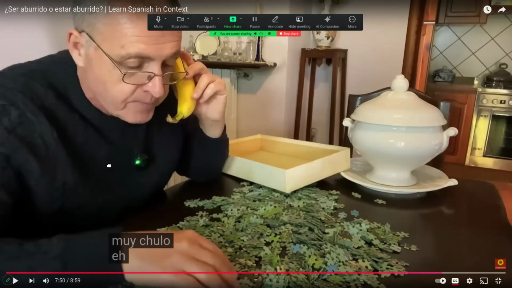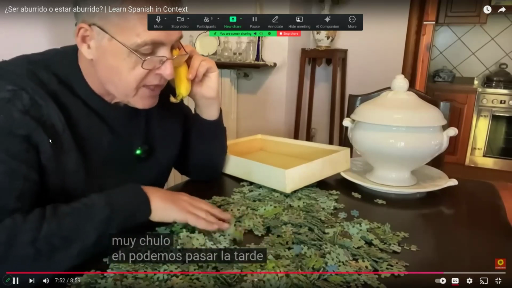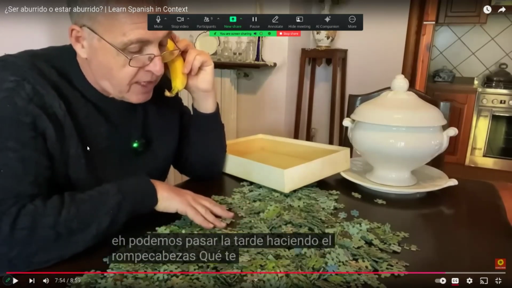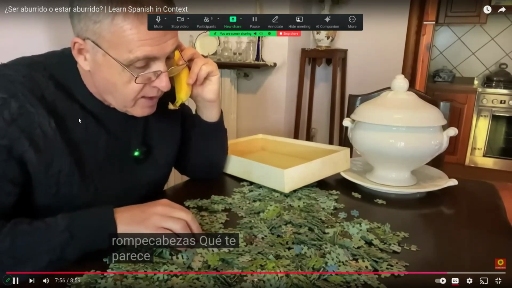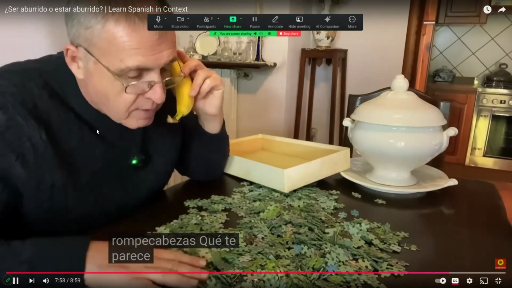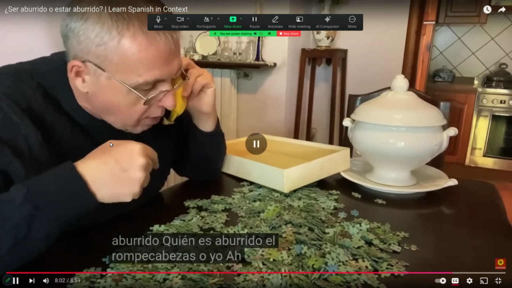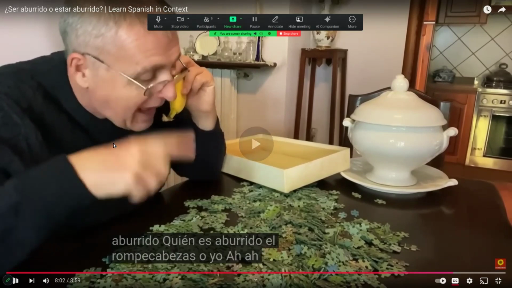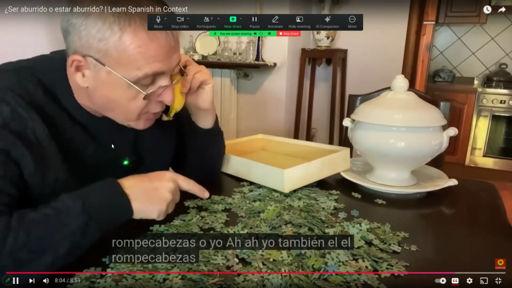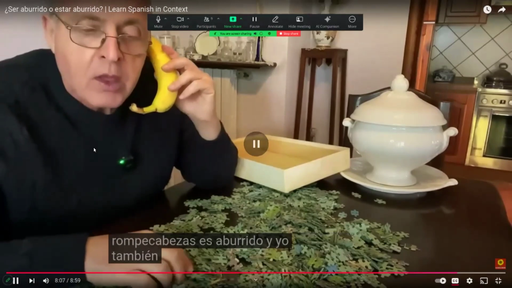Chulo just is like, I've got a really cool puzzle here. Podemos pasar la tarde haciendo el rompecabezas. ¿Qué te parece? We can spend the afternoon doing a crossword. Or not crossword, puzzle. Aburrido. Boring. ¿Quién es aburrido? ¿El rompecabezas o yo? What's boring, puzzle or me? El rompecabezas es aburrido y yo también. The puzzle's boring and I am too.